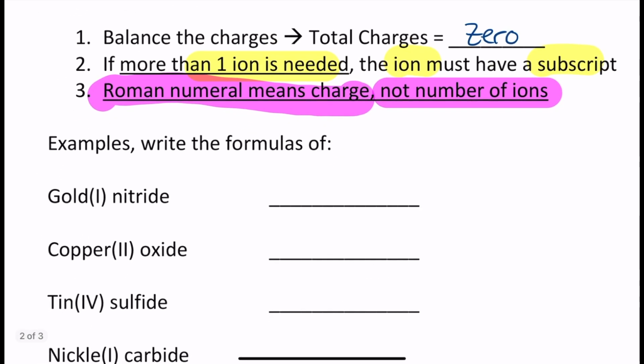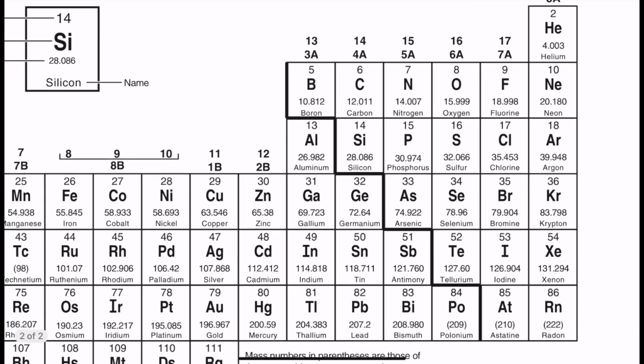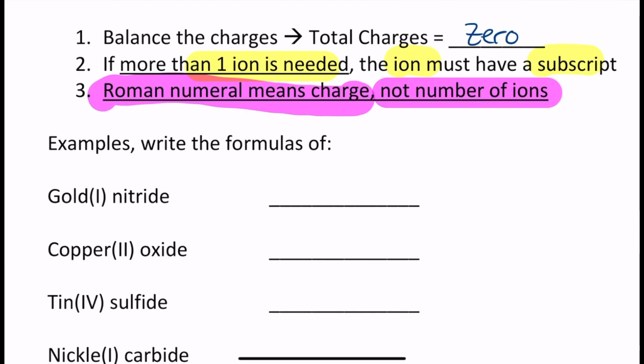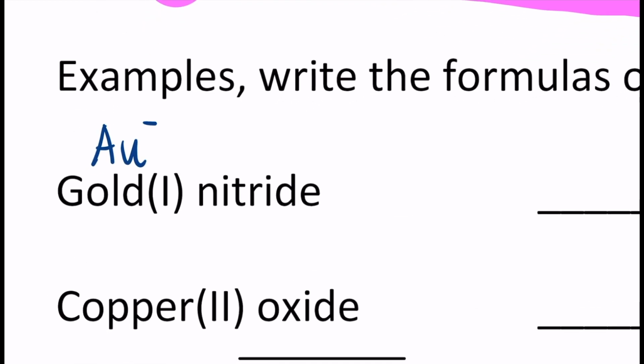So for example, in gold(I) nitride, this is not the number of gold I have. It is not, okay? It is the charge of gold. So if you look up on the periodic table, gold is right over here. The symbol for gold is Au. So we're going to write Au when we're thinking about this. And the charge of gold in this one is a 1 plus charge. Nitride is N3 minus. We learned about that in the last section.